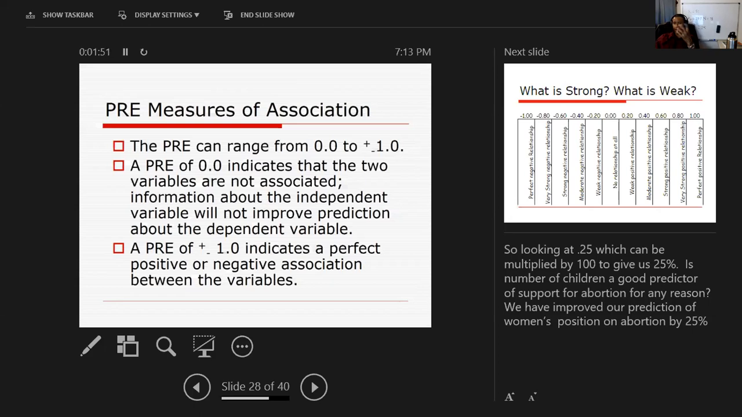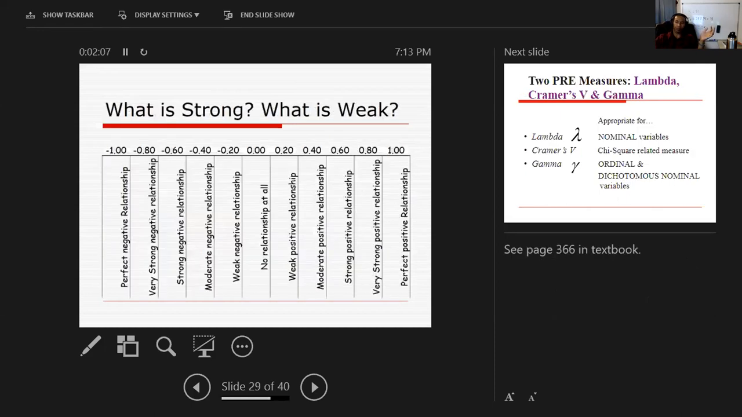Okay. Now, seeing something like a perfect 1.0 is just extremely unlikely in the social sciences. Similar to seeing a perfect 0.0 is extremely unlikely in the social sciences. In all likelihood, you're going to see something like a 0.25. You're going to see some gradation in between 0 and 1.0.